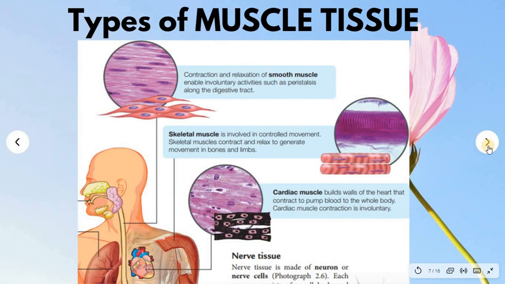Next, we go to the types of muscle tissue. There are three types of muscle tissue that you should know and memorize. What are they? The first one is smooth muscle tissue. The structure is like this. Make sure you can memorize how the structure looks. Smooth muscle tissue is involved in the involuntary activities.